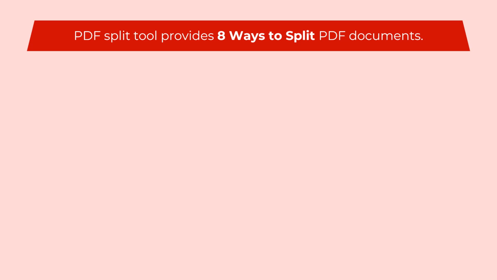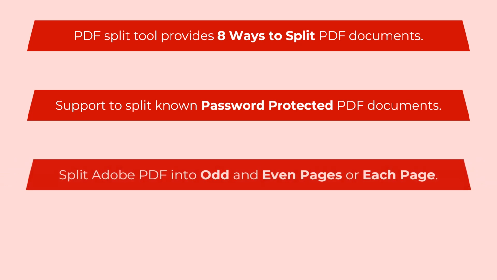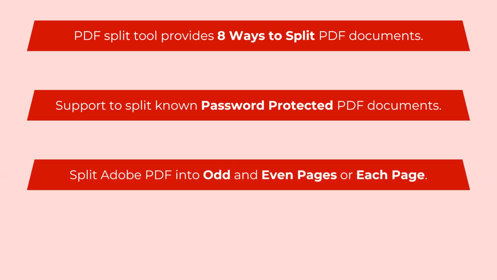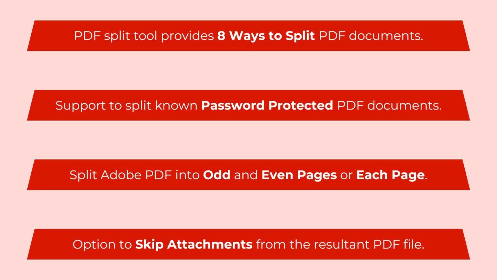Key features of the software. PDF Split Tool provides 8 split options to split PDF documents, including page number and page range. PDF Split Software supports splitting known password protected PDF documents. Split Adobe PDF into odd and even pages or each page. PDF Split Tool provides an option to skip attachments from the resultant PDF file.